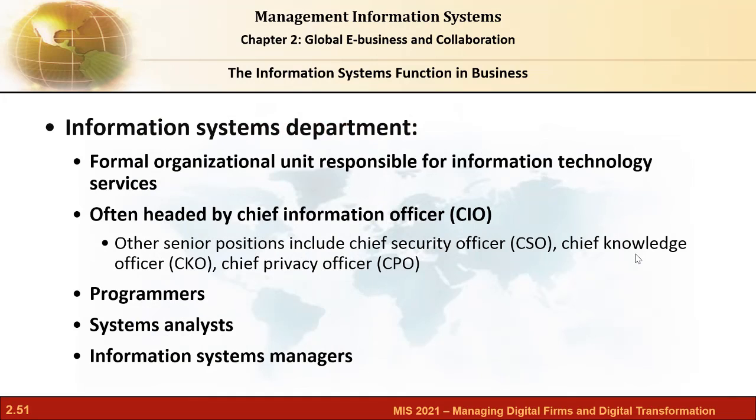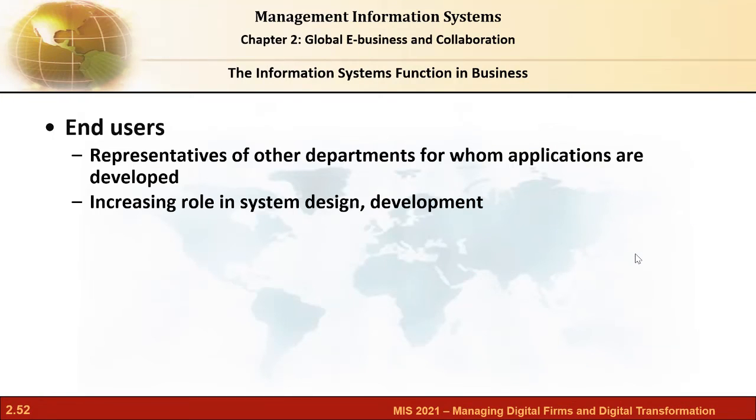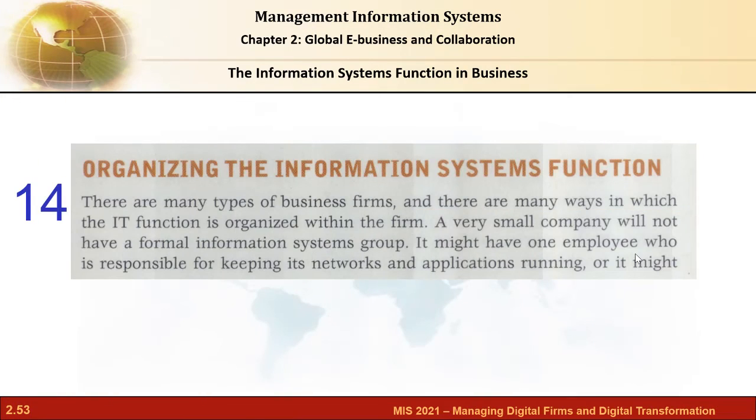And the last question for this chapter is about organizing the information system function. This is quite short, right? How to organize the information system. There are many types of business firms: large global and national groups, and SMEs, many firms with different sizes and different fields. And there are many ways in which the IT function is organized within the firm.